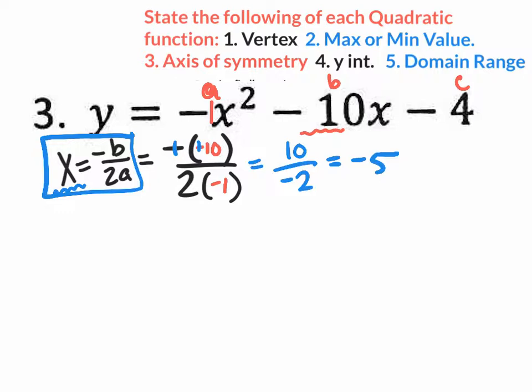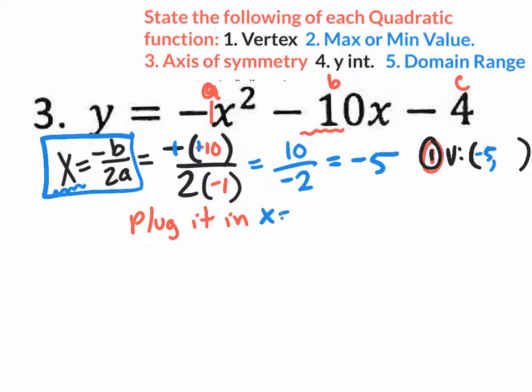So maybe over here on the side, let's put down number 1, what they're asking for, actually up there, it says vertex. So my vertex is a coordinate which has the x value of negative 5. Now I still need my y value, so how do I do that? How do I find my y value once I already have my x value? Plug it in. Plug what in? Plug in the x equals negative 5 into the x's.